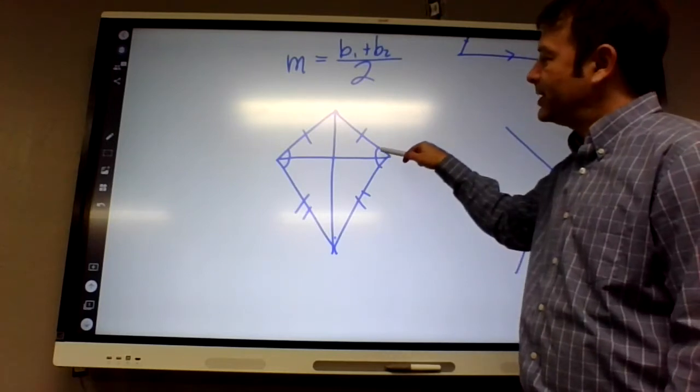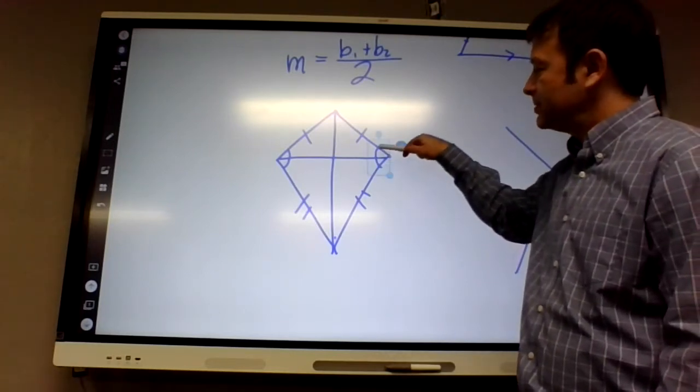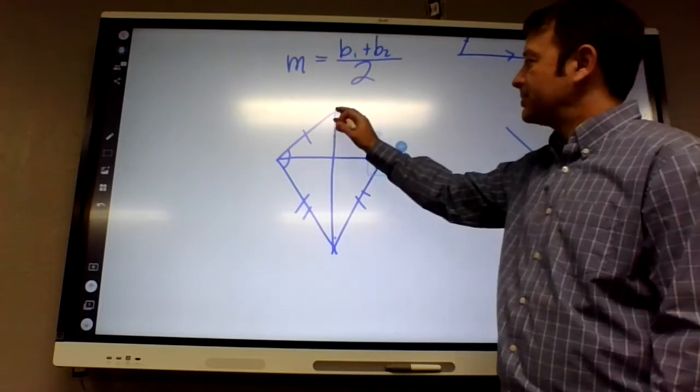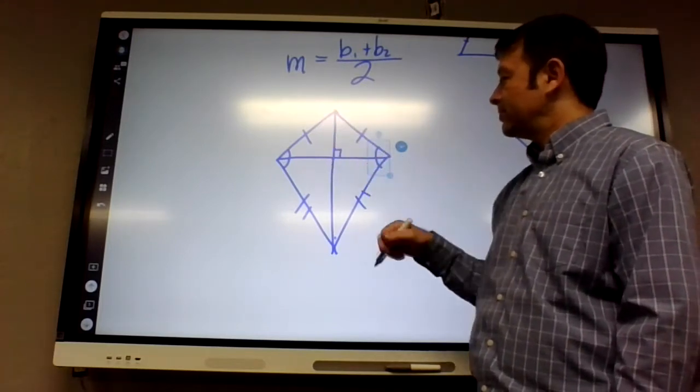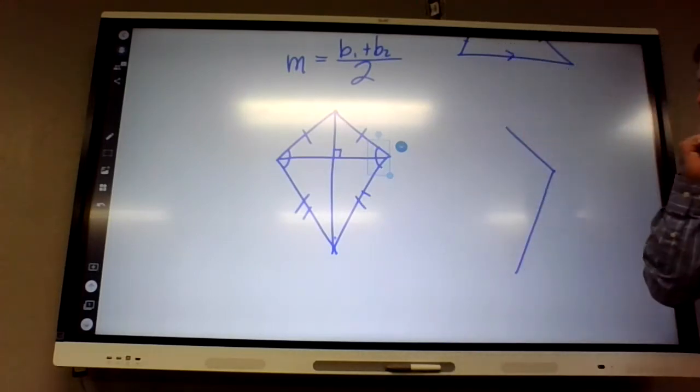Well, this angle is not bisected, because these two triangles are different, but actually this angle up here is bisected. Yeah, they're perpendicular. See how they look like perfect 90 degree angles?